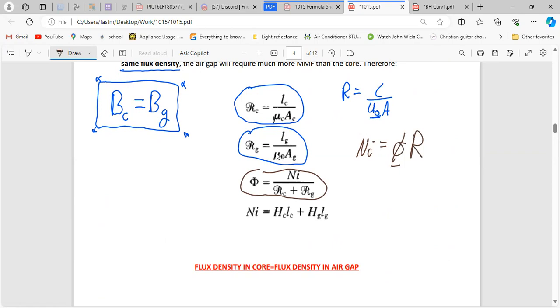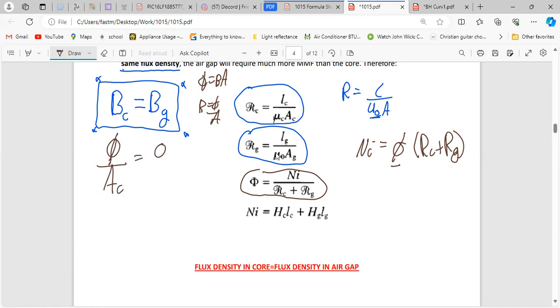We know flux is the same. If B is the same, flux is the same. So therefore, this R is just RT, and RT is just the reluctance of the core plus the reluctance of the air gap. Because flux and B are the same. What is B? The flux is BA. You should know that by now, right? So if I transpose B, that would be flux over A, right? So if I transpose into A now, we have flux over A for the core is equal to the flux over A for the gap.